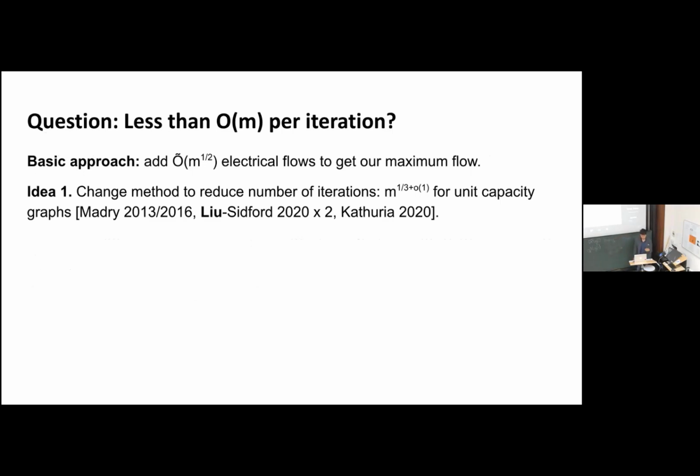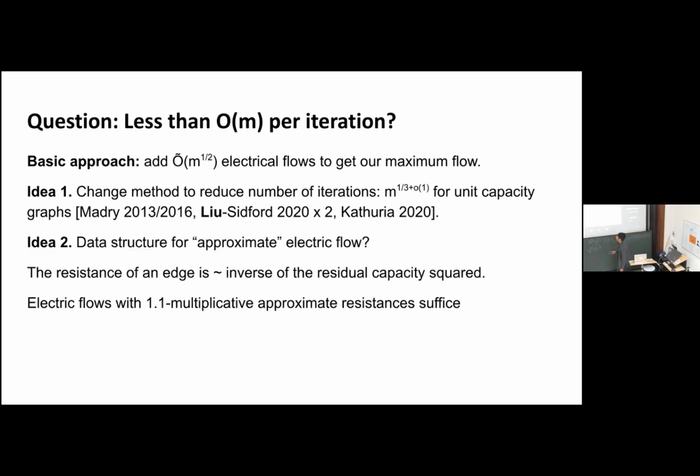And as for how to get past this barrier, there's two approaches that have been taken. In the first approach, you just want to reduce the number of iterations. We just don't want to do root m iterations. We're just going to do less. It seems that to this point, at least, it's only known how to do this for unit capacity graphs. What you get out of this is up to now, m to the 1/3 iterations, and the total runtime is m to the 4/3, and it's only unit capacity.